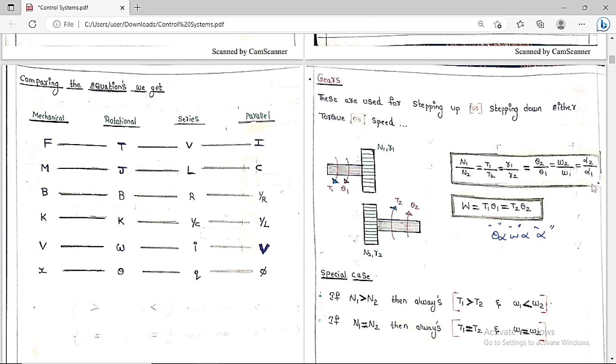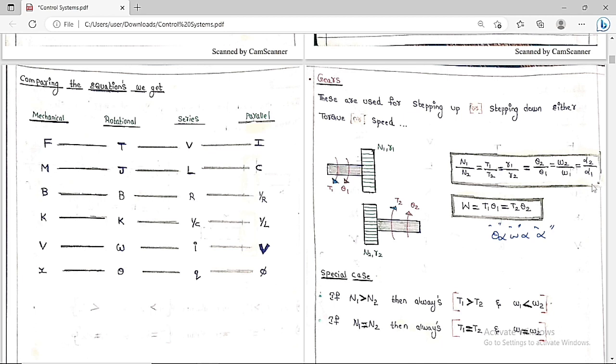We know work is equal to T1 theta 1 is equal to T2 theta 2. So T1 by T2 is nothing but theta 2 by theta 1. But theta is proportional to omega, and omega is proportional to alpha. So therefore theta 2 by theta 1 is equal to omega 2 by omega 1 is equal to alpha 2 by alpha 1. You always have to keep this in mind.